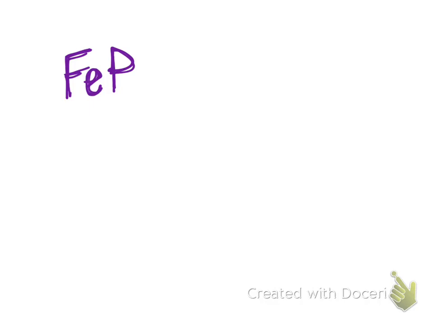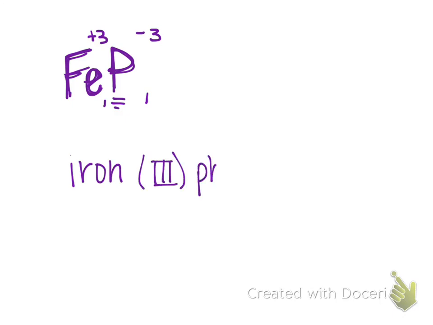Okay, so the way you go about it is if you know you're working with phosphide, phosphide only has one charge, right? And what's its charge always? Minus 3. And if it's a 1-to-1 ratio, what does iron's charge have to be? Plus 3. So that means our final answer should have been iron 3 phosphide.